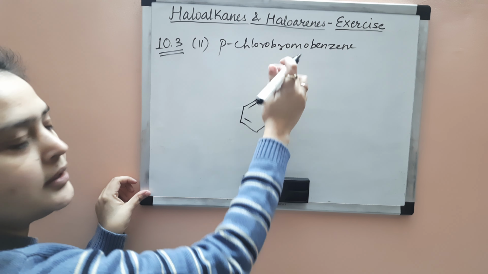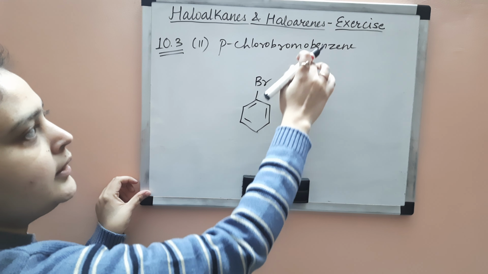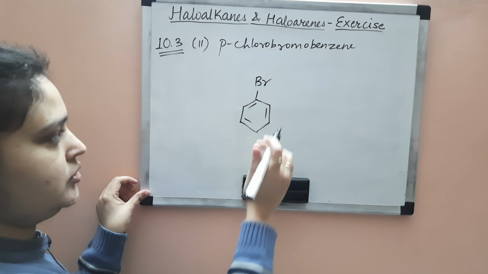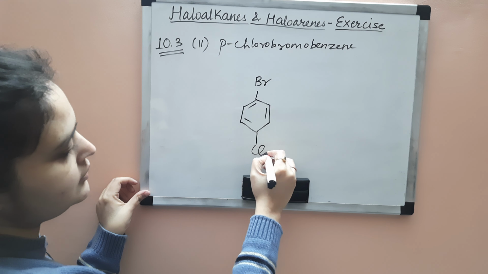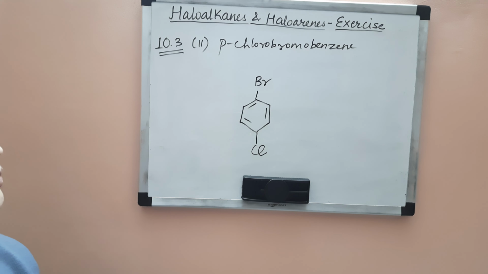So at first position there is bromo group. So this is bromo here, and at para position there is chloro, and para position is fourth position. So 1, 2, 3, 4. So at fourth position there is chloro, Cl. So this is the structure of this compound, para-chlorobromobenzene. So this is how we draw it. Now let's move on to our third compound.